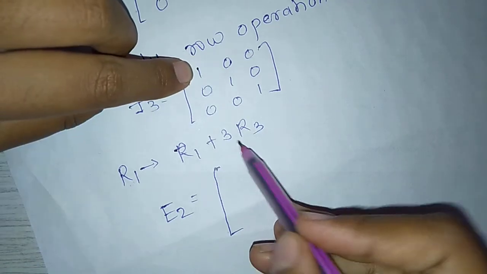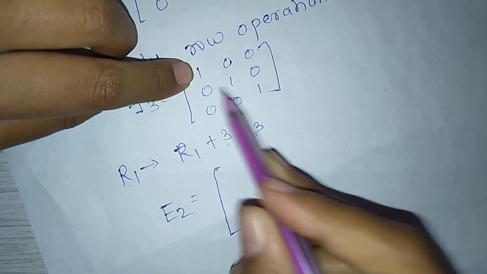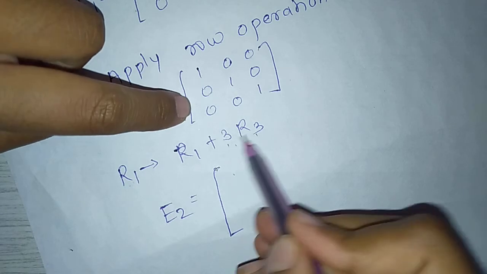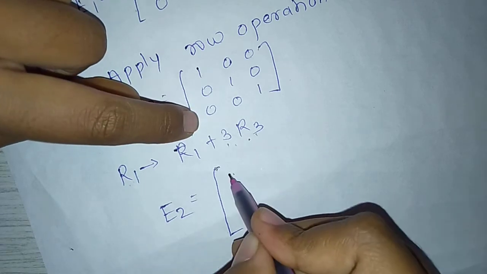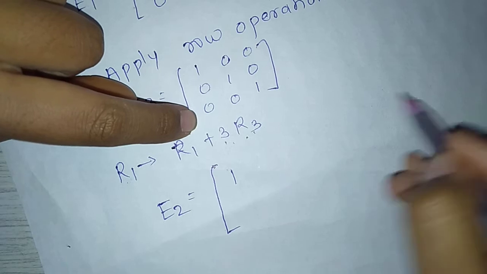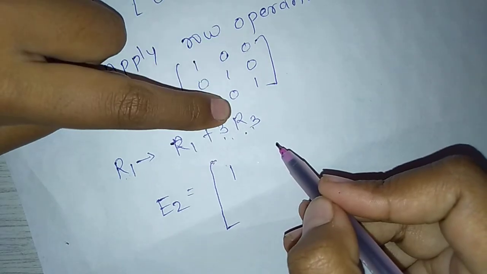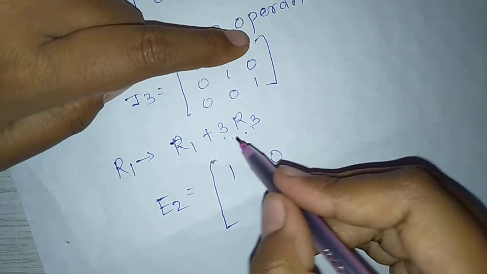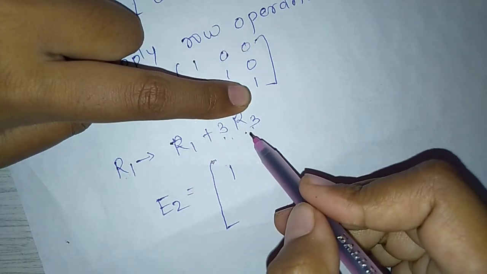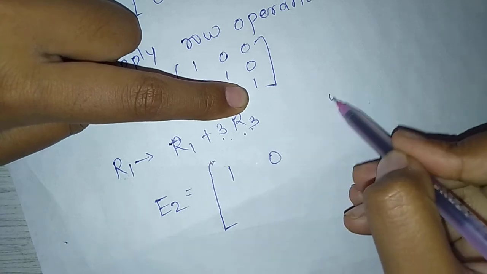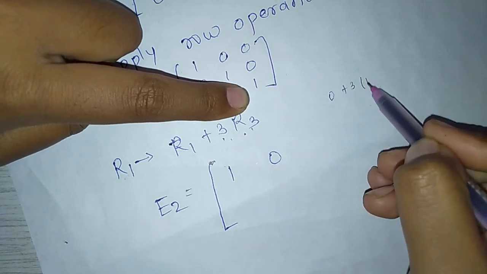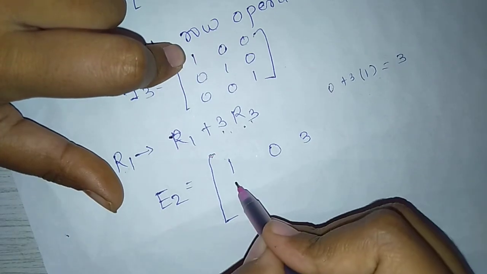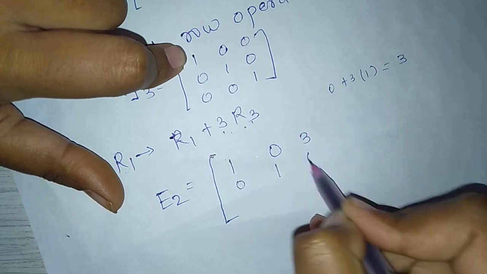First entry of R1 plus 3 into corresponding entries of R3. First entry is 1. 1 plus 3 into 0, we get 1. 0 plus 3 into 0, corresponding entry of R3 is 0, we get 0. 0 plus 3 into corresponding entry of third row is 1, means 0 plus 3 into 1, we get 3, here 3. And other rows are as it is.